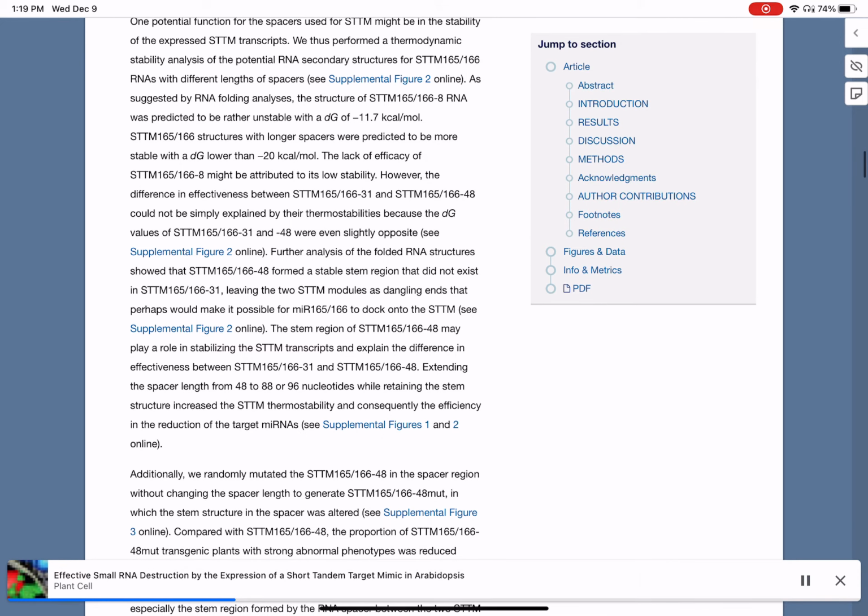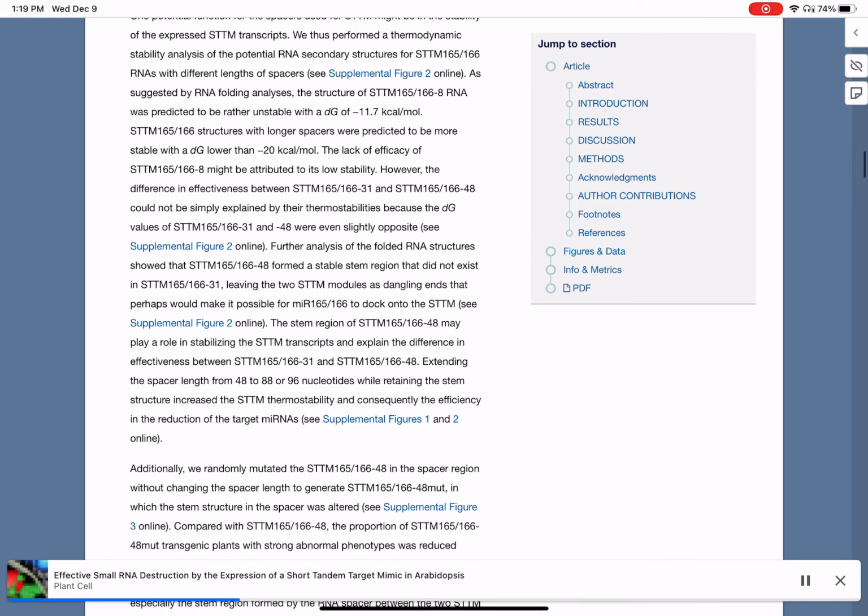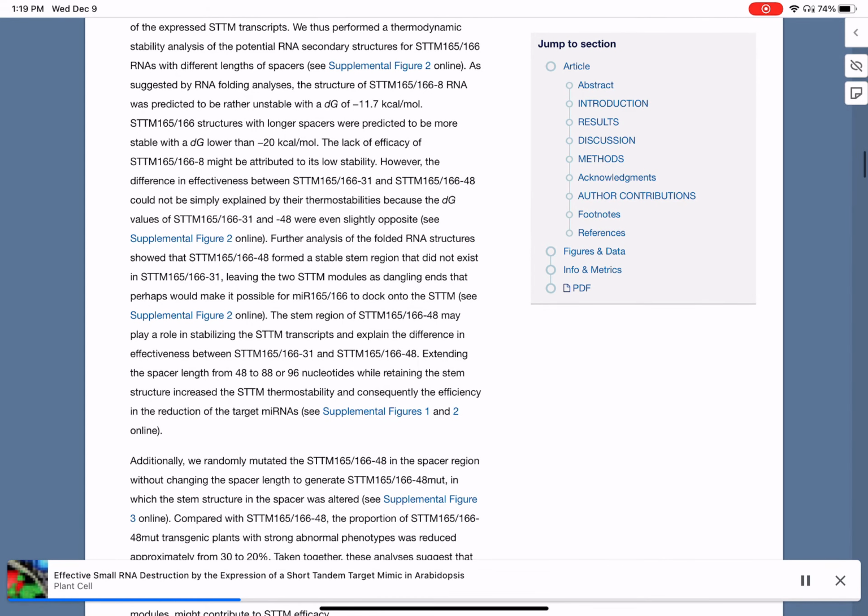The stem region of STTM-165-166-48 may play a role in stabilizing the STTM transcripts and explain the difference in effectiveness between STTM-165-166-31 and STTM-165-166-48. Extending the spacer length from 48 to 88 or 96 nucleotides while retaining the stem structure increased the STTM thermostability and consequently the efficiency in the reduction of the target mRNAs. See supplemental figures 1 and 2 online.